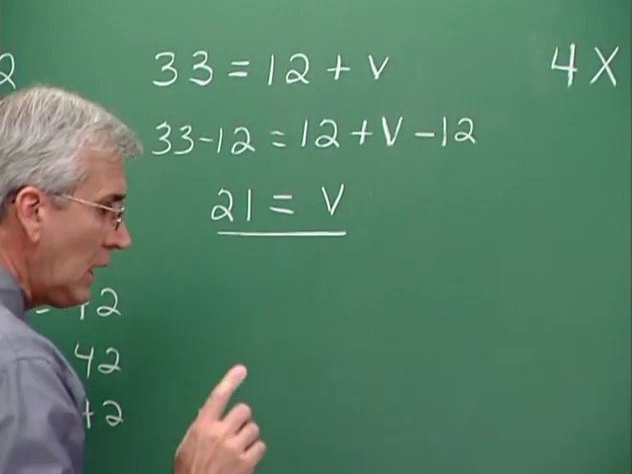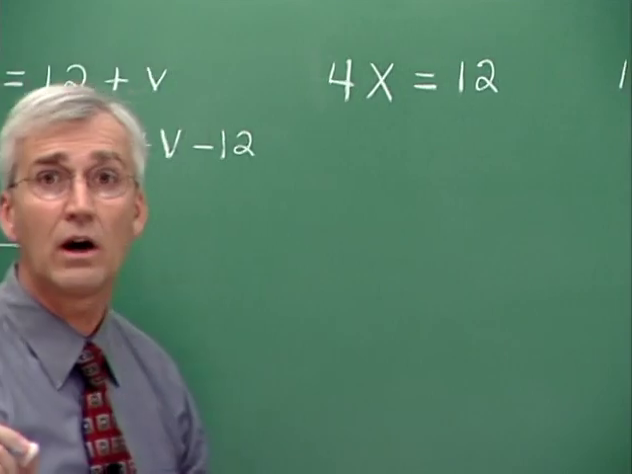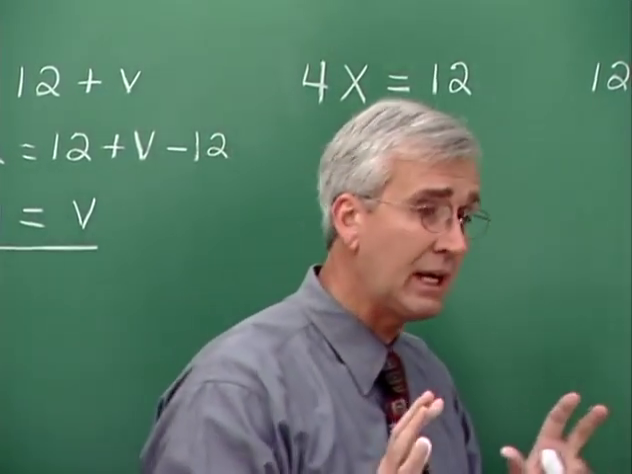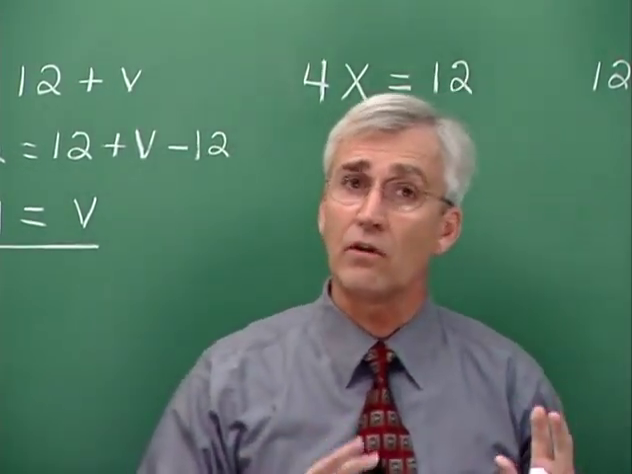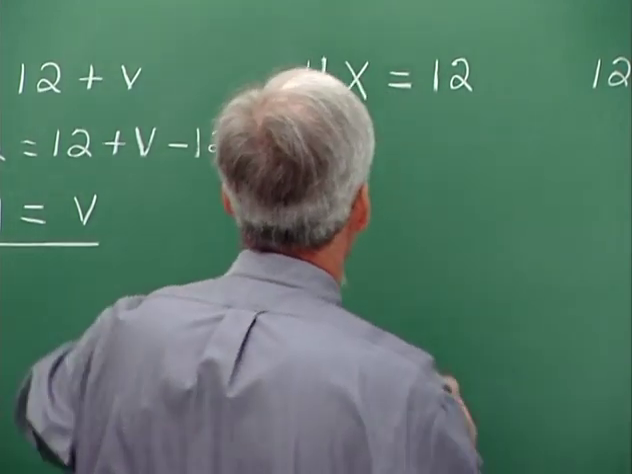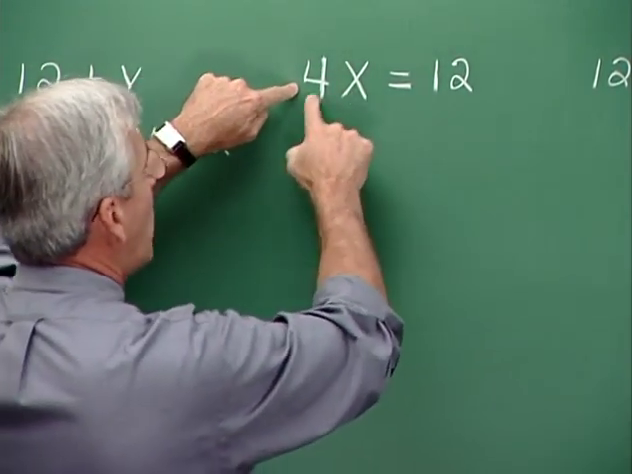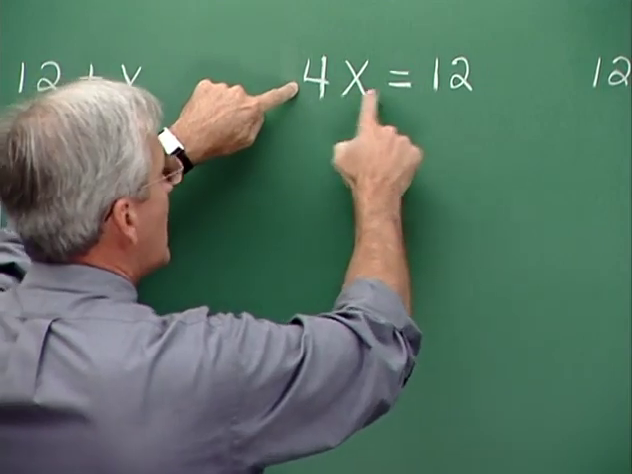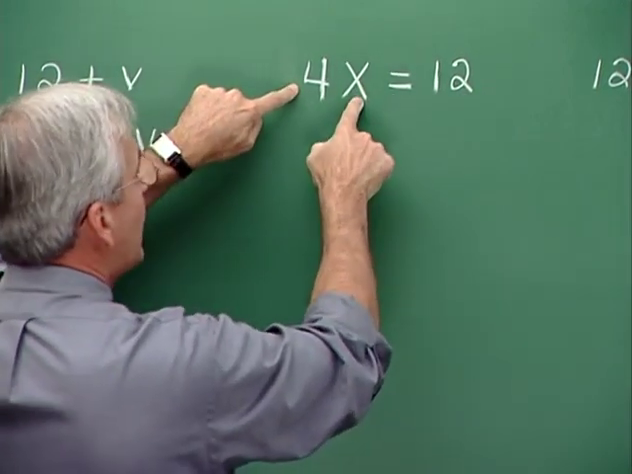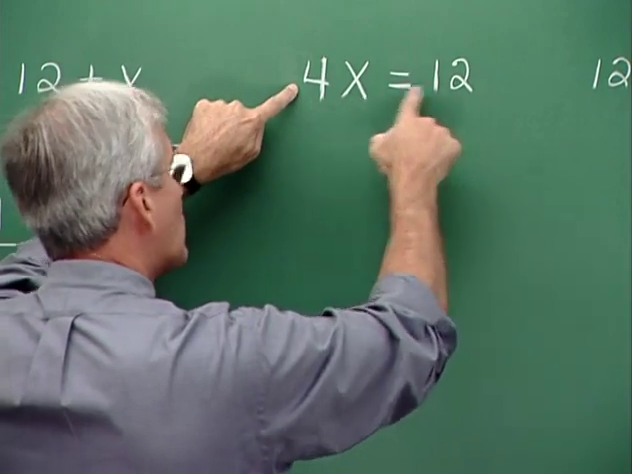Now, another kind of equation is one where we have an indicated product involving a letter. And here we have that situation. 4x means 4 times x. So 4 times x equals 12. We're looking for a replacement for x that'll make this true. 4 times what number is 12?